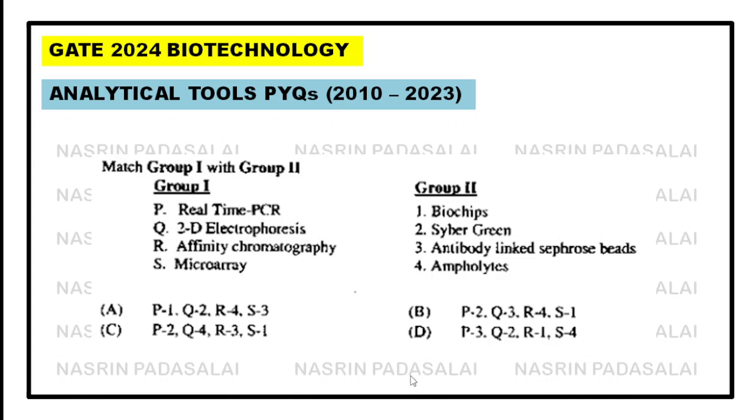So in this video, I'm going to discuss the past year questions that were asked from analytical tools regarding the GATE biotechnology syllabus. Okay. First question is match the following. So from analytical tools, mostly you'll be getting match the following questions only.